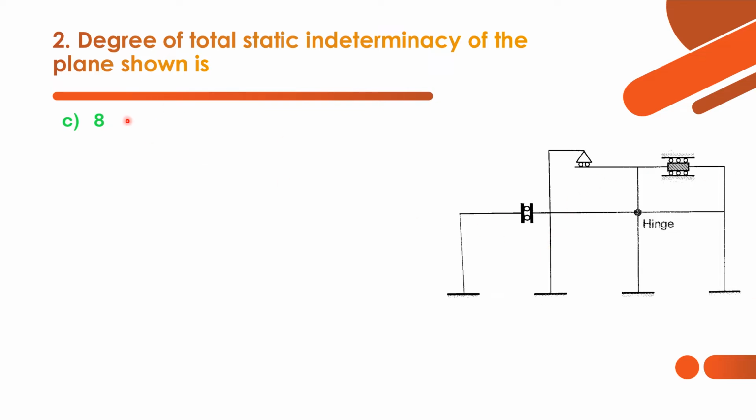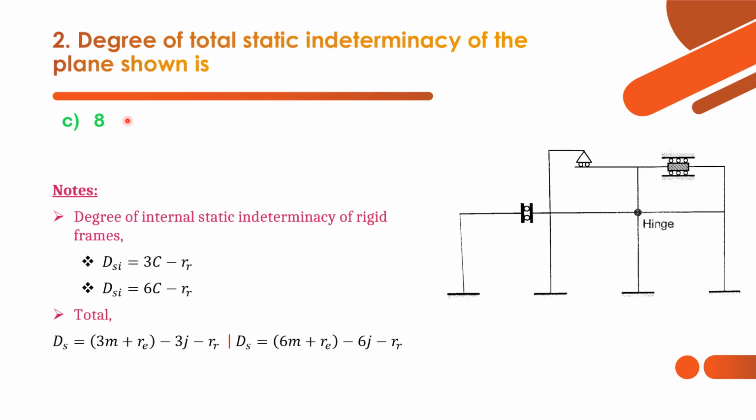Here the answer we have got is option C, 8. Let's see the calculation and formula. Degree of internal static indeterminacy of rigid frames is given by DSI is equal to 3C minus Rr in case of two-dimensional rigid frames, and in case of three-dimensional space frames we have DSI is equal to 6C minus Rr. And here in this diagram we have a two-dimensional frame.